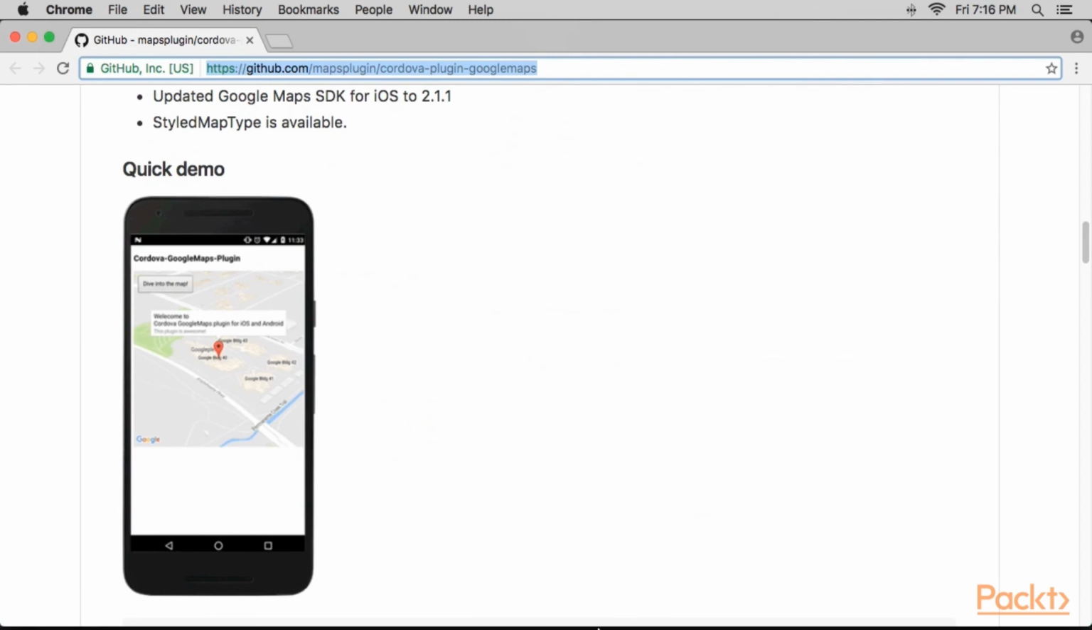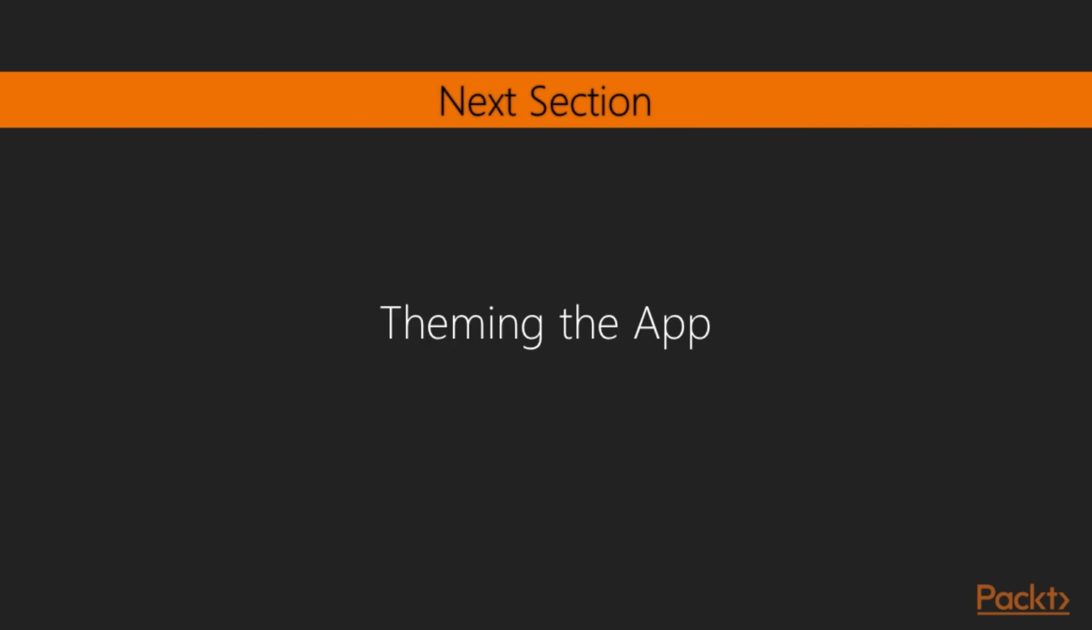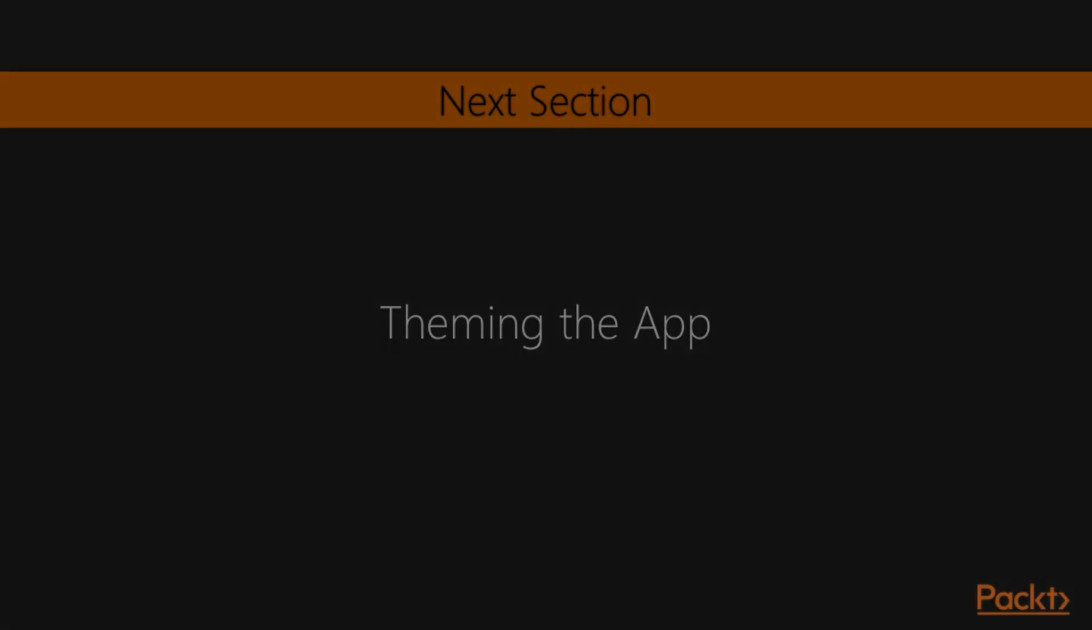Let's summarize the section. We started with taking a photo using the camera plugin. Then we learned to share content using the social sharing plugin and displaying a terms of service using the in-app browser. And finally, we created a taxi app using the Google Maps plugin and geocode support. In the next section, we'll learn how to theme the app.